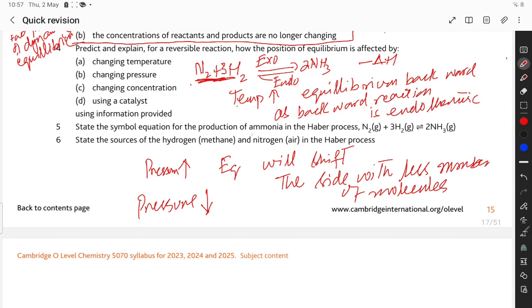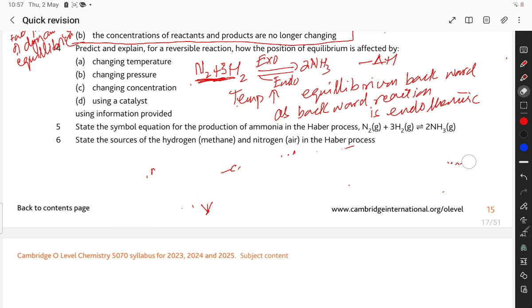State the symbol equation for the production of ammonia in the Haber process. This is the simple chemical equation. You should know the sources of nitrogen and hydrogen. This is very important: nitrogen comes from air through fractional distillation.